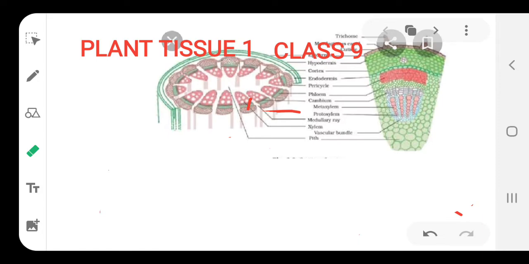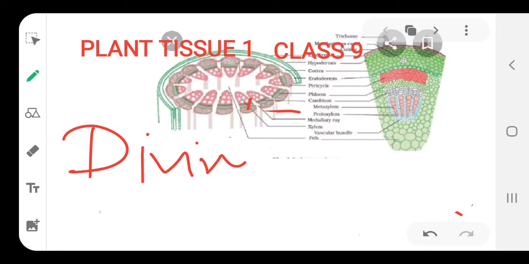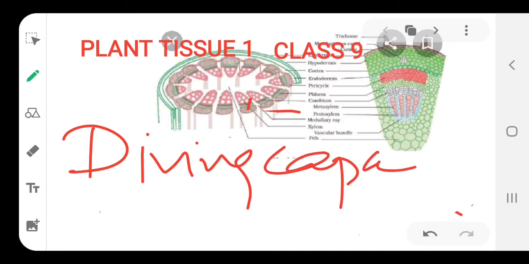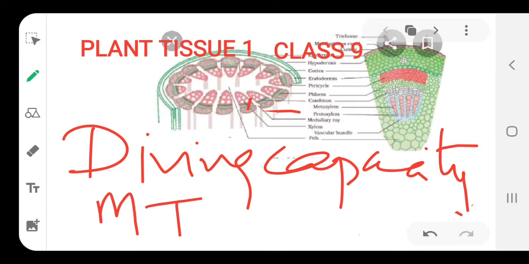Depending upon their dividing capacity, plant tissues are classified as meristematic tissue and permanent tissue. Write down these words. We will take these two terms as we proceed in the tutorial.